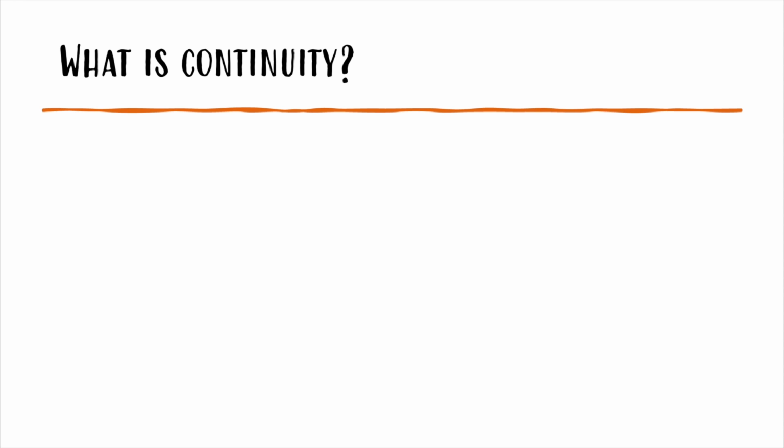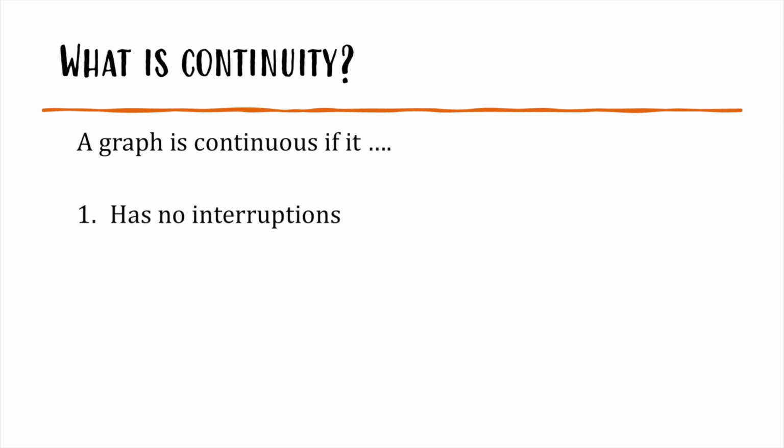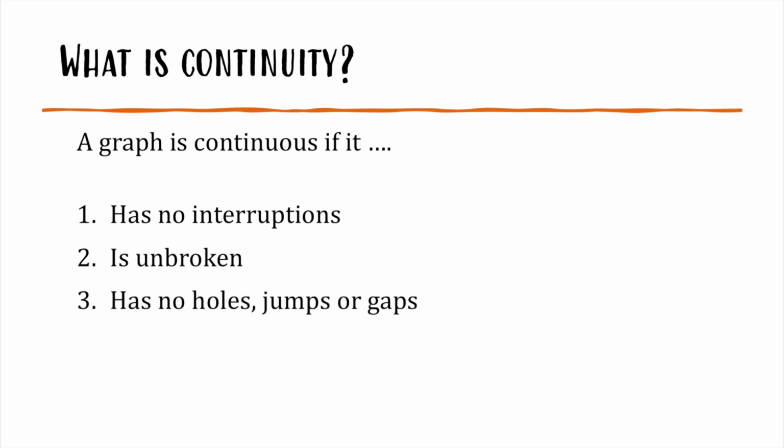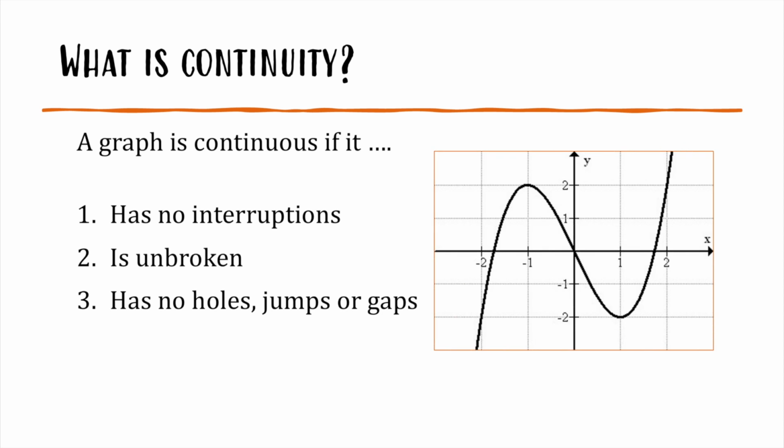First of all, what is continuity? We're talking about graphs here. So a graph is continuous if it has no interruptions, if it's unbroken, or it has no holes, jumps, or gaps, like that pretty little thing there. It's just a very smooth graph.